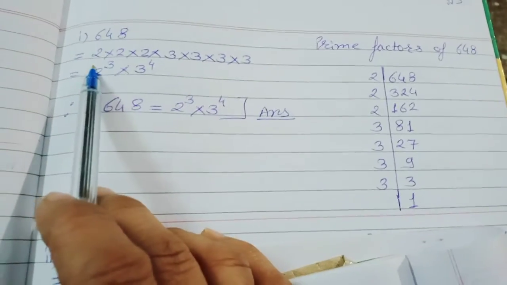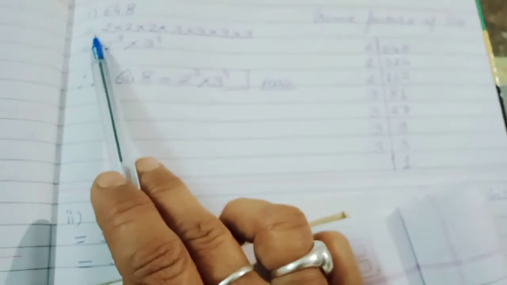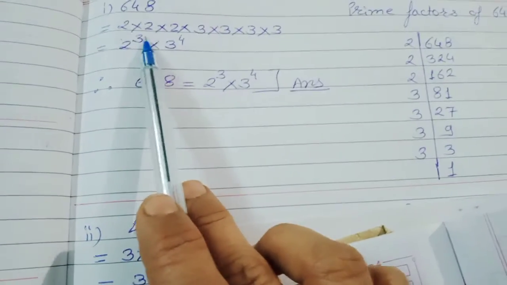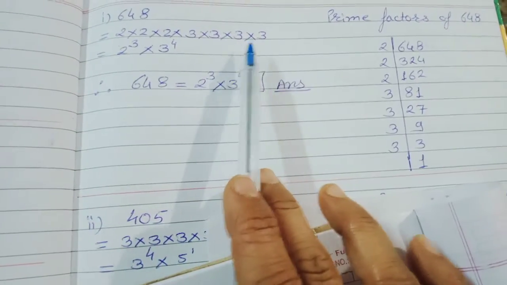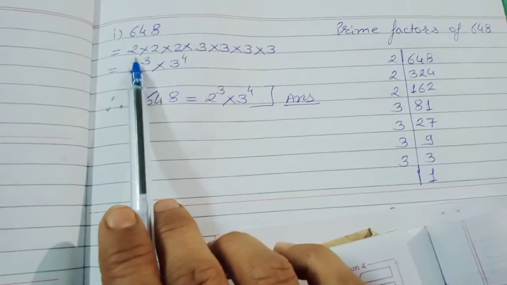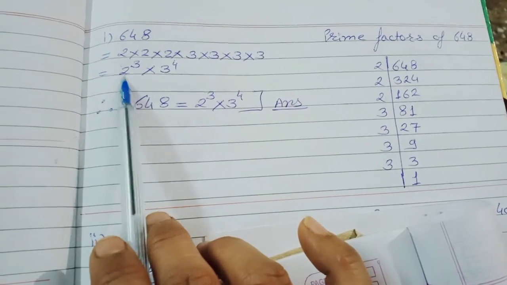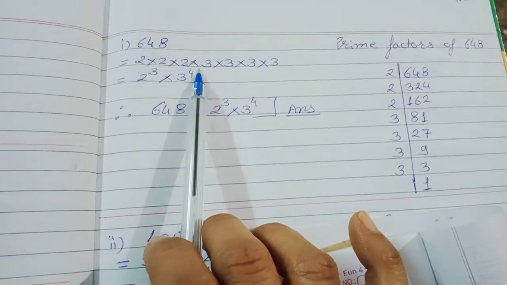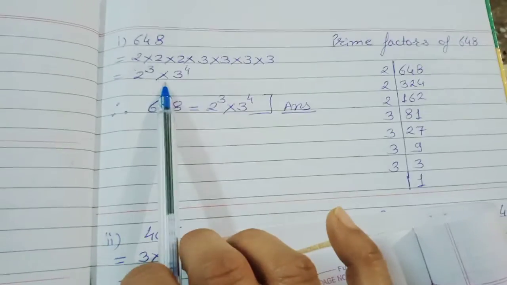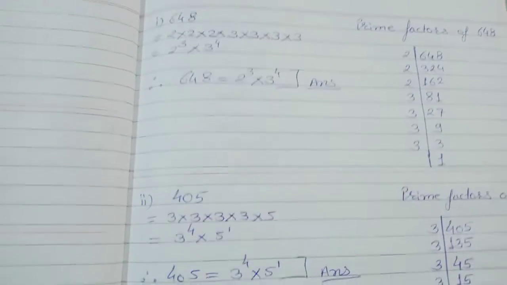We can write this one like this. How many times has 2 come here? 2 into 2 into 2. We will write here this one time. 2 into 2 into 2. 3 comes here 1, 2, 3, 4 times. So, write here 3 into 3 into 3 into 3. Now, how many times 2 comes here? 3 times. So, write here in the form of power as 2 to the power 3 into 3 comes 4 times. So, write here 3 to the power 4. So, our answer is 648 is equal to 2 to the power 3 into 3 to the power 4.